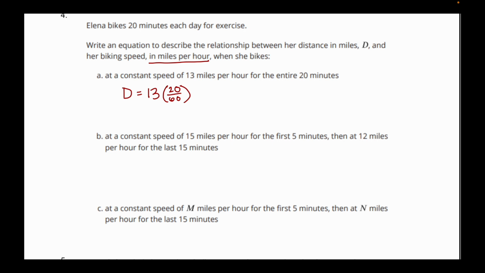Now, if she's doing a constant speed of 15 and then 12 for the last 15, we can do this too. We can say her distance is going to equal the pieces added up. So 15 miles per hour for the first 5 minutes. So we have to do 5 over 60. And then 12 miles per hour for the last 15 minutes.